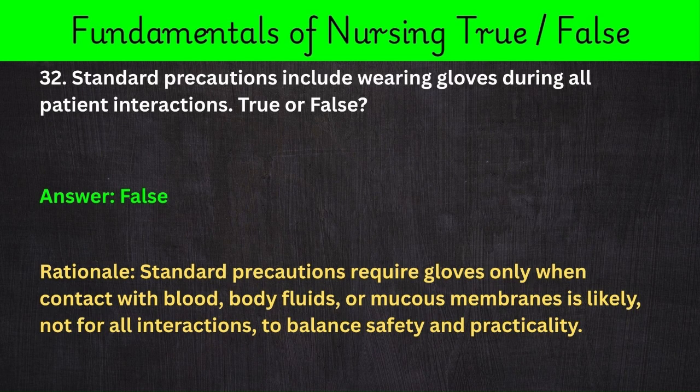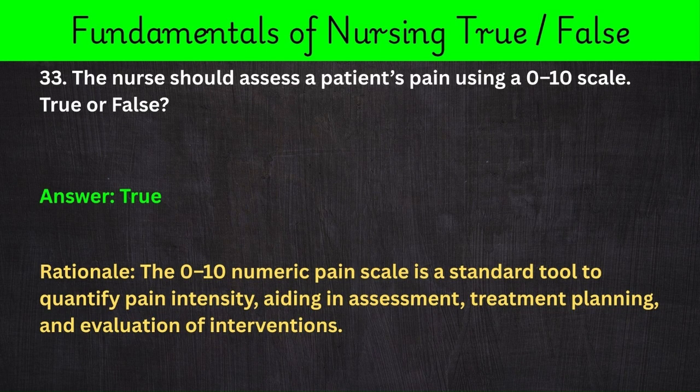True or false? Answer: false. Rationale: standard precautions require gloves only when contact with blood, body fluids, or mucous membranes is likely, not for all interactions, to balance safety and practicality. 33. The nurse should assess a patient's pain using a 0 to 10 scale.